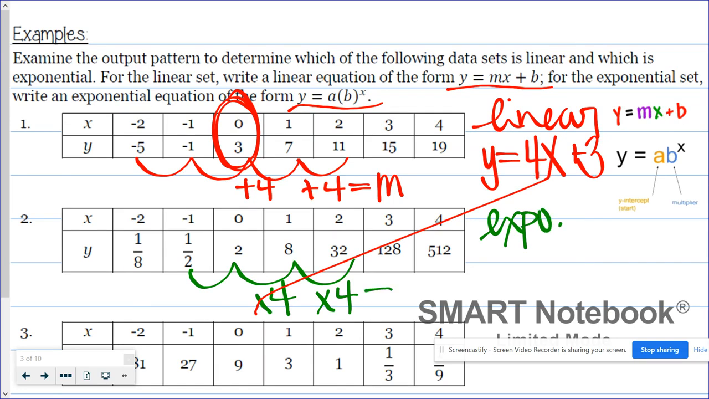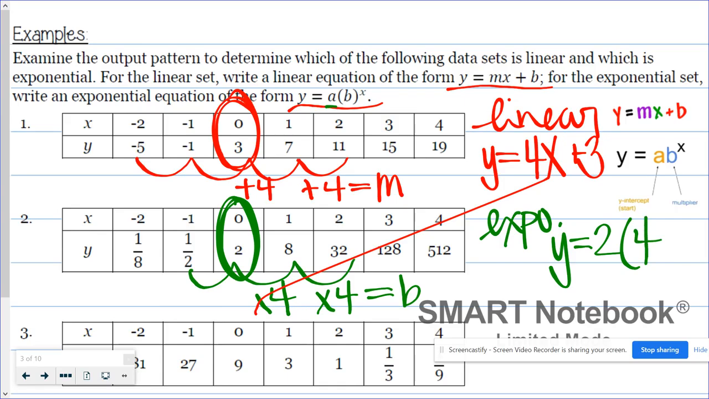That multiplication by 4 is the value of b, because b is that change factor, the number I'm multiplying by. The value of a in my exponential function is the initial value, the value when x is equal to 0. So in this problem, that value is 2. So I'm going to write y equals 2 times my b value is 4, and I'm going to raise that to the x power.